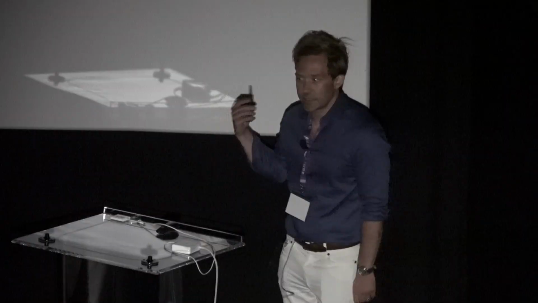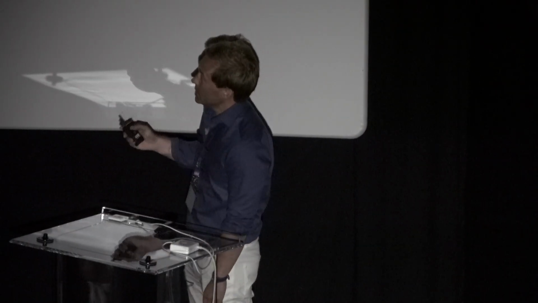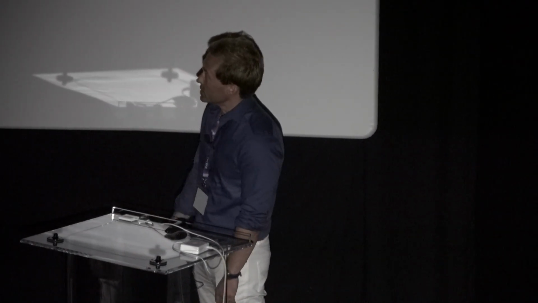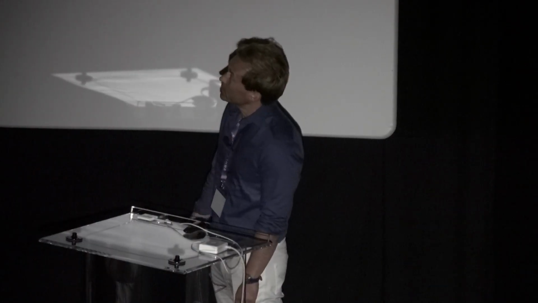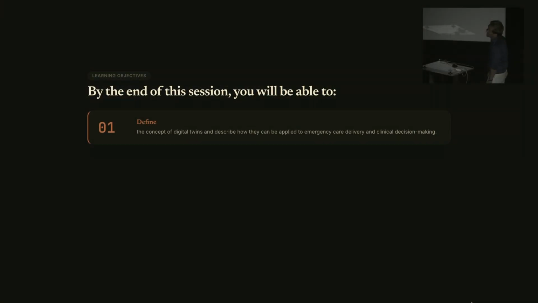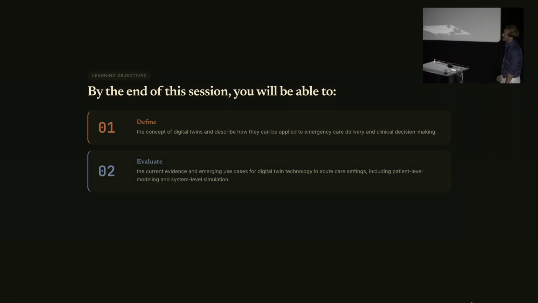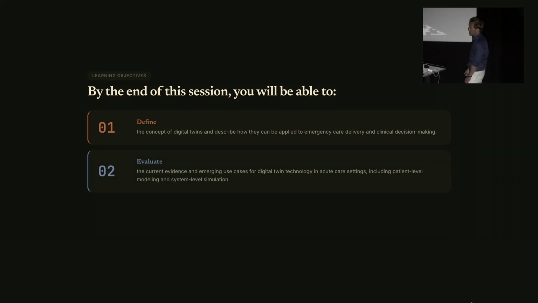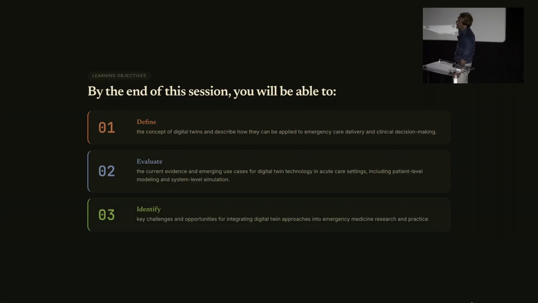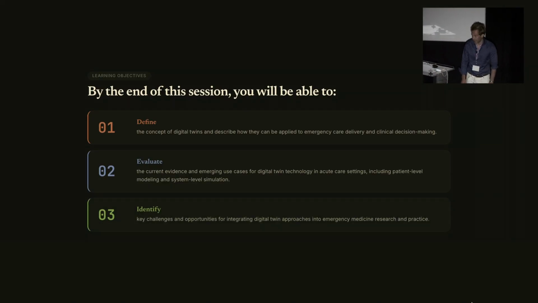But we're going to talk about digital twins for emergency care, and I'll just go ahead and start. These are my disclosures. I'm going to move quickly. So by the end of this, I really want you to understand what a digital twin is and be able to define it. And then we're going to talk a little bit about some of the evaluation metrics and things to look for within this. And then finally, we're going to talk more about identification.